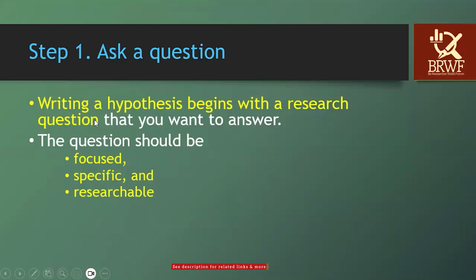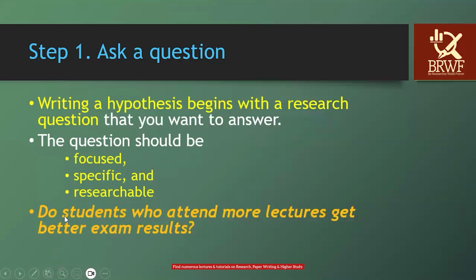So what is the first step? Ask a question. We already discussed this. Writing a hypothesis begins with the research question that you want to answer. The question should be, again, the same thing: do students who attend more lectures get better exam results? Last time we discussed how to define a research question from a research topic. Am I right? From a broad topic to a narrow topic to a focused topic, then a research question.